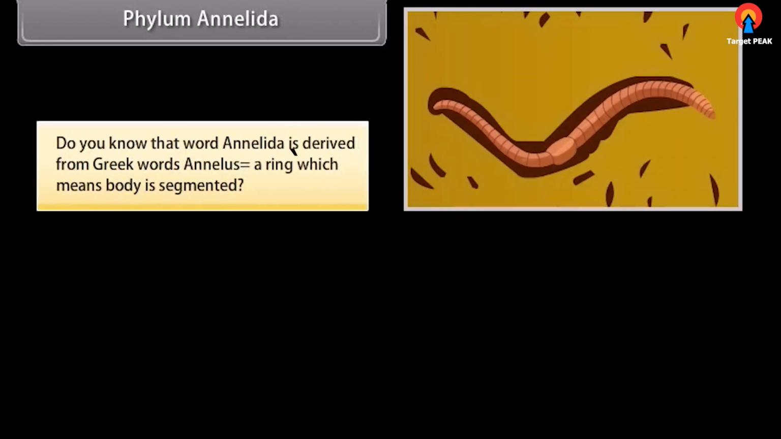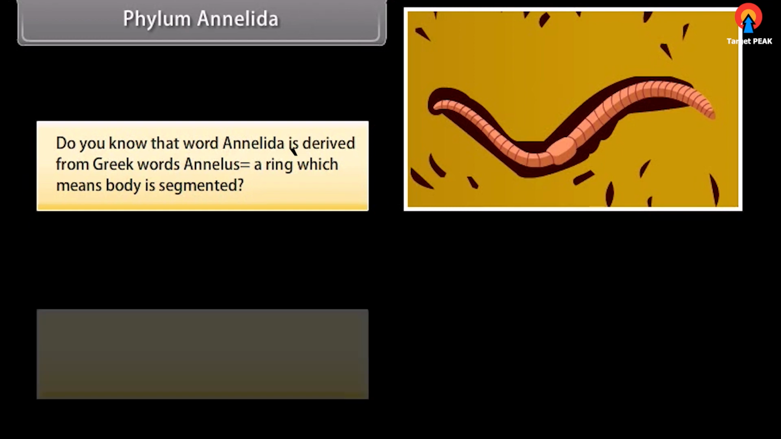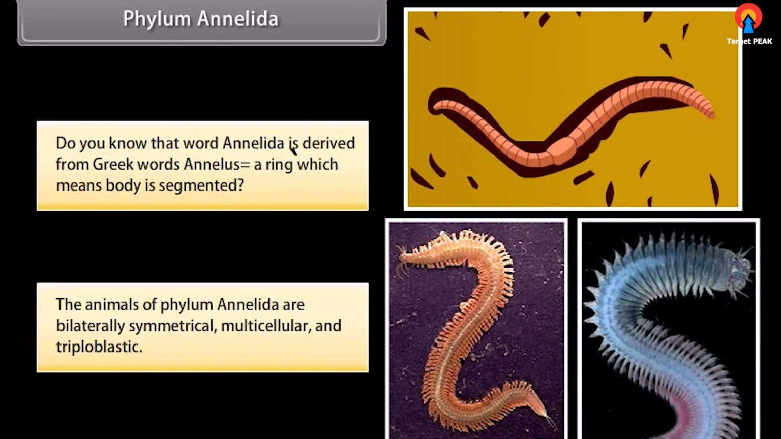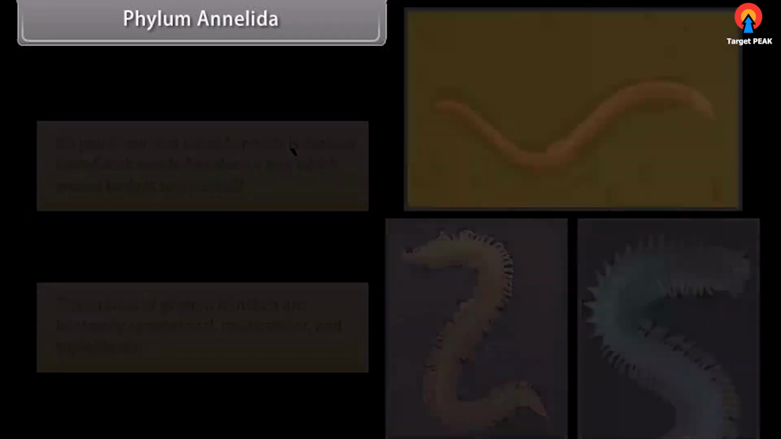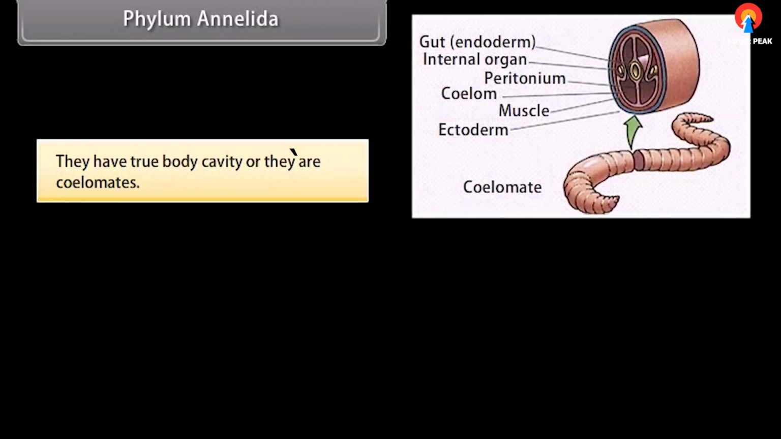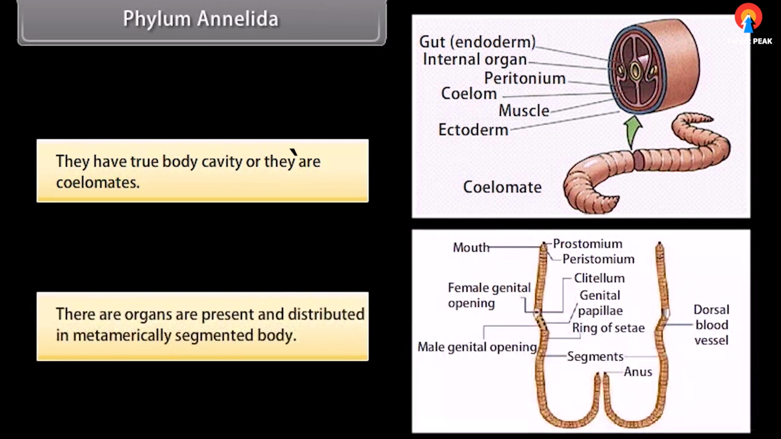Phylum Annelida. Do you know that the word Annelida is derived from Greek word annelus, a ring, which means the body is segmented? The animals of phylum Annelida are bilaterally symmetrical, multicellular, and triploblastic. They have a true body cavity, or they are coelomates. There are organs present and distributed in a metamerically segmented body.